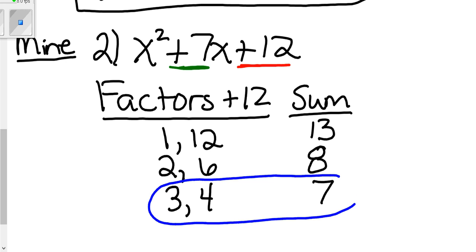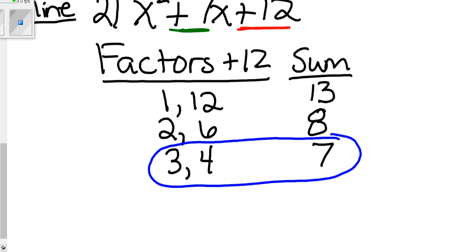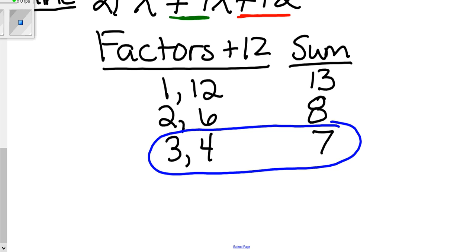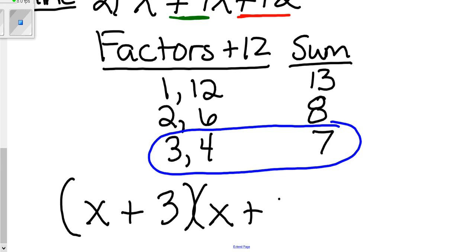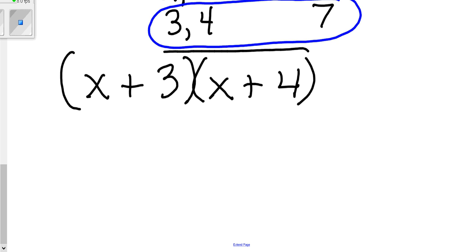Those are the two integers we're going to use for our final answer. So that's x plus 3, because that is a positive 3, and x plus 4, because that is a positive 4.